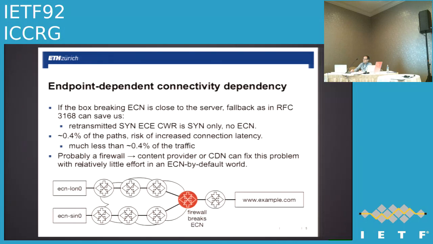This reflects much less than 4 out of 1,000 of the traffic. And in this case, we're thinking it's probably a firewall. See, the CDN can fix this problem just by changing the firewall configuration. This is probably even a firewall rule, as opposed to a firewall bug.